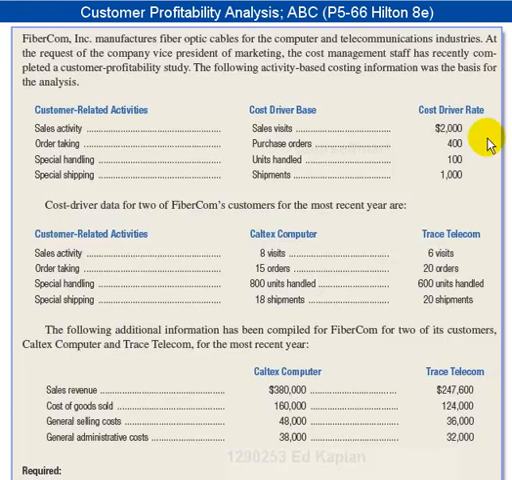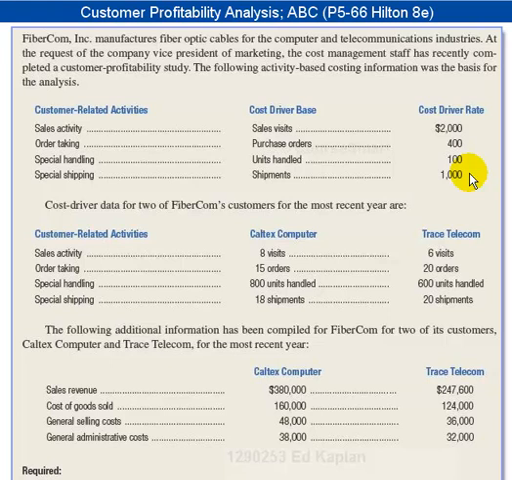Okay, and then what you see in this section here is that there are customer-related activities: sales activities, order taking, special handling, and special shipping. And the cost driver base was sales visits, POs, units handled, and shipments. And we have a cost driver rate. So it's $2,000 per sales visit, $400 per PO, $100 per unit handled, and $1,000 per shipment.